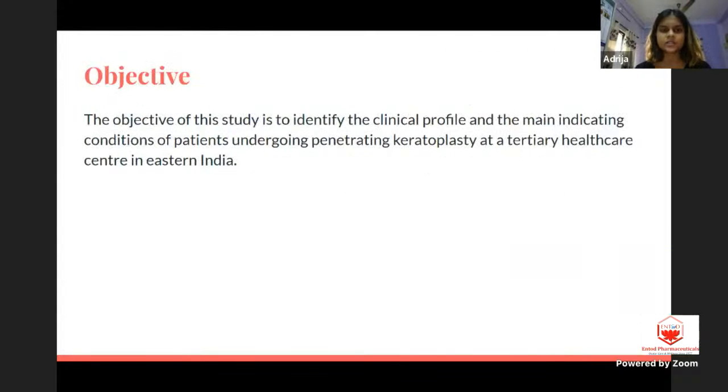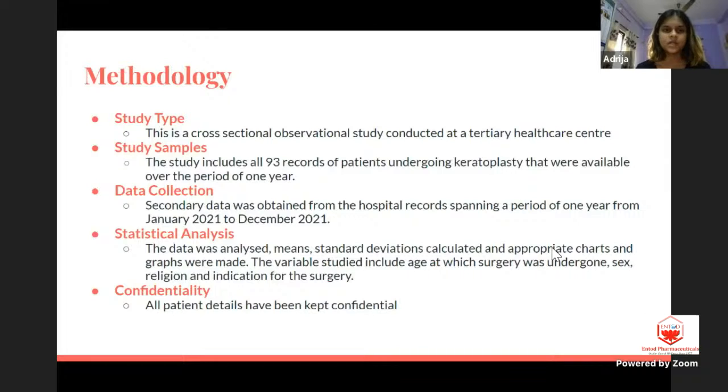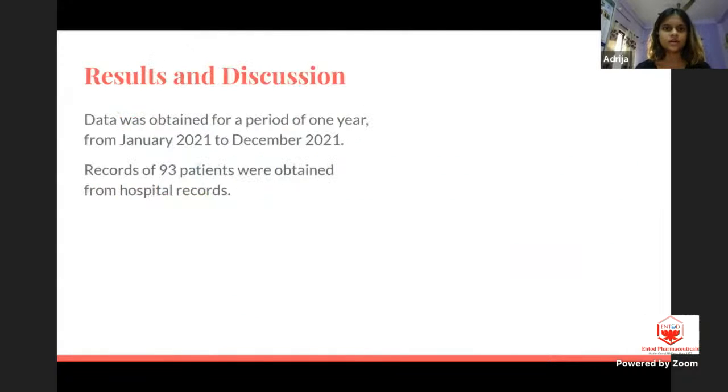The objective of the study was to identify the clinical profile and the main conditions for which patients undergo penetrating keratoplasty in a tertiary healthcare center in Eastern India. This was a cross-sectional observational study. It included the records of 93 patients over the period of 1 year from January to December 2021. The data was analyzed based on the age at which they underwent surgery, the sex, religion, and the indication for the surgery. All patient information was kept confidential, and all of these records were obtained from the hospital records of our college.